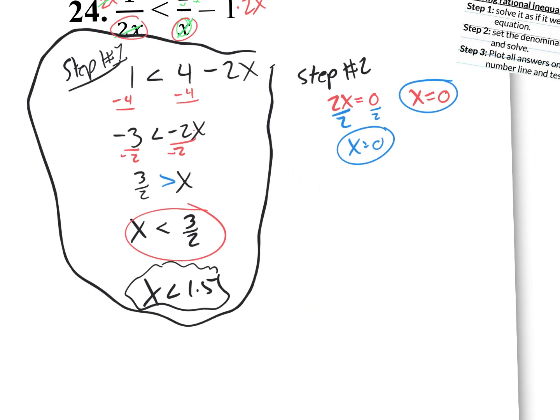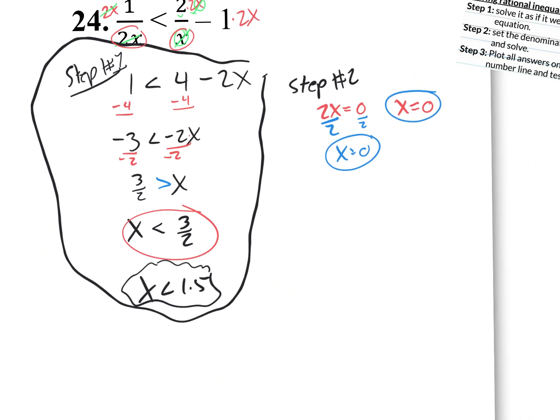So we're going to take our answers. Step 3 is to plot them on a number line. We're going to plot the answers 0 and 1.5 on a number line. And then we're going to test our areas. So give me a number that's on the left side of 0. Okay, so we're going to test -1. So here's -1 on the left side of 0.